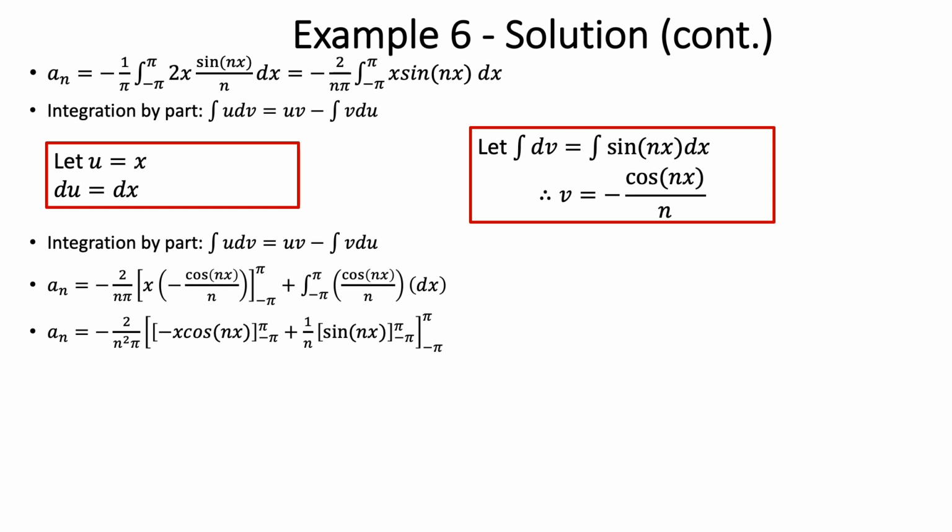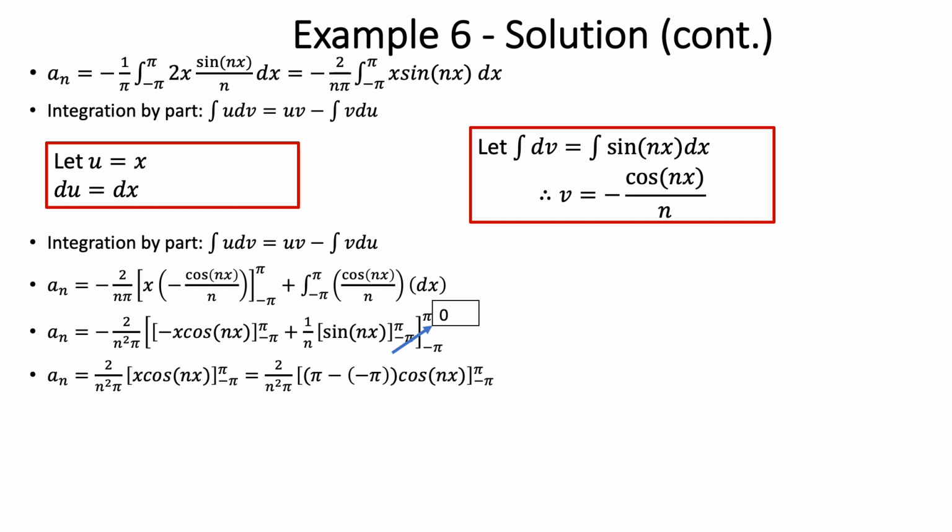We do the integration and the second term will be 0. Therefore, finally, we have an equal 4 over n squared cos n pi.